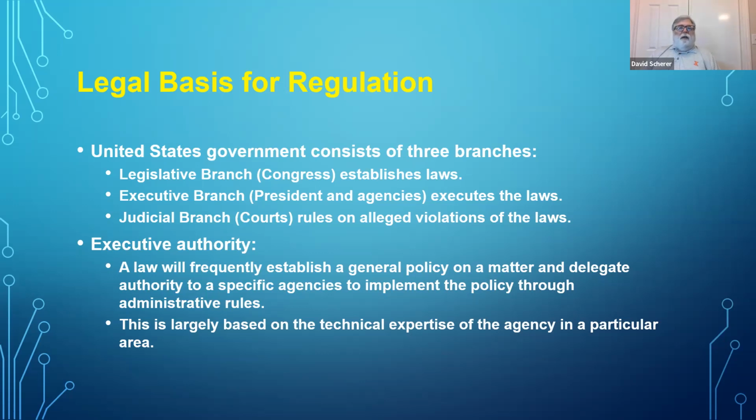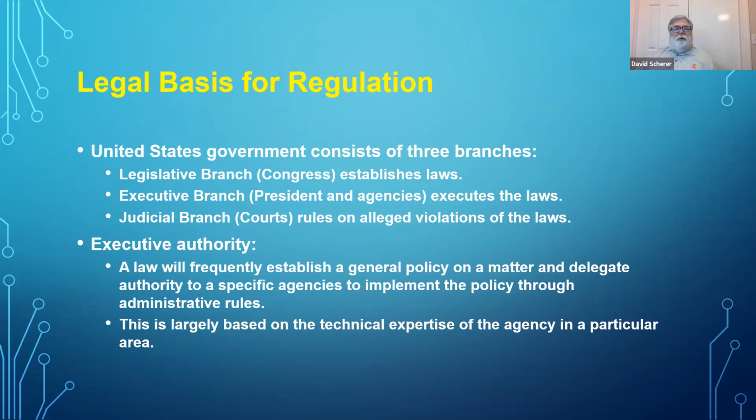They decide whether someone has violated the law, and sometimes laws contradict one another, and so the courts have to decide which rule will take precedence over the other. So in the case of regulations, that's an example of exercise of executive authority. So regulations occur to implement some law.